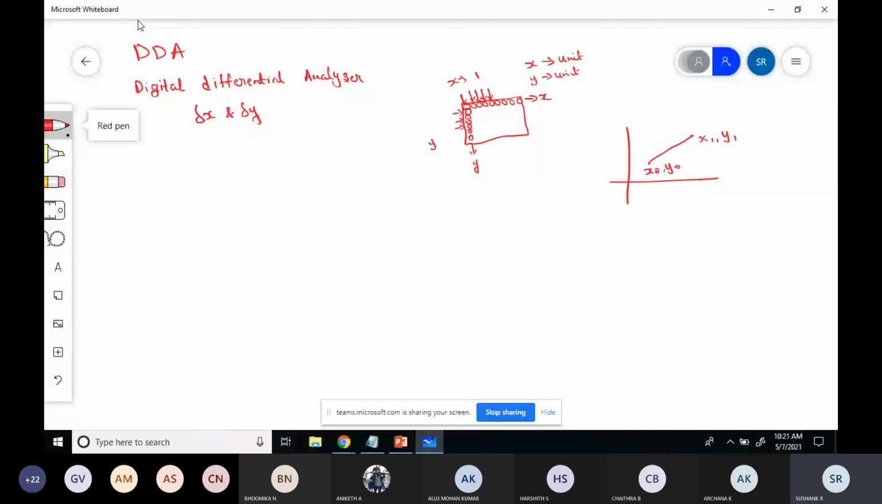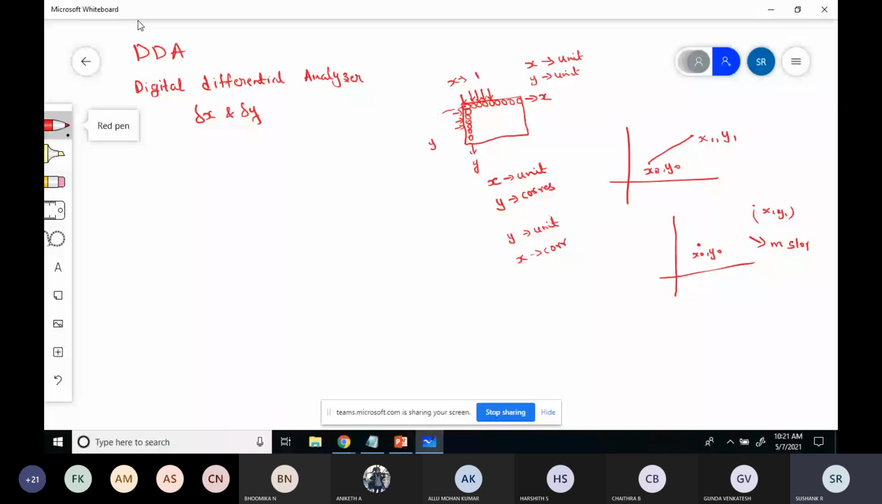interval. So what you will do is you will consider x. If you are considering x as moving in unit interval, then you will find the corresponding y value. If you consider y as moving in unit interval, you will calculate the corresponding x value. So in simple words, first you will check the positions of x0, y0, x1, y1. After that, you will calculate the slope of this line.